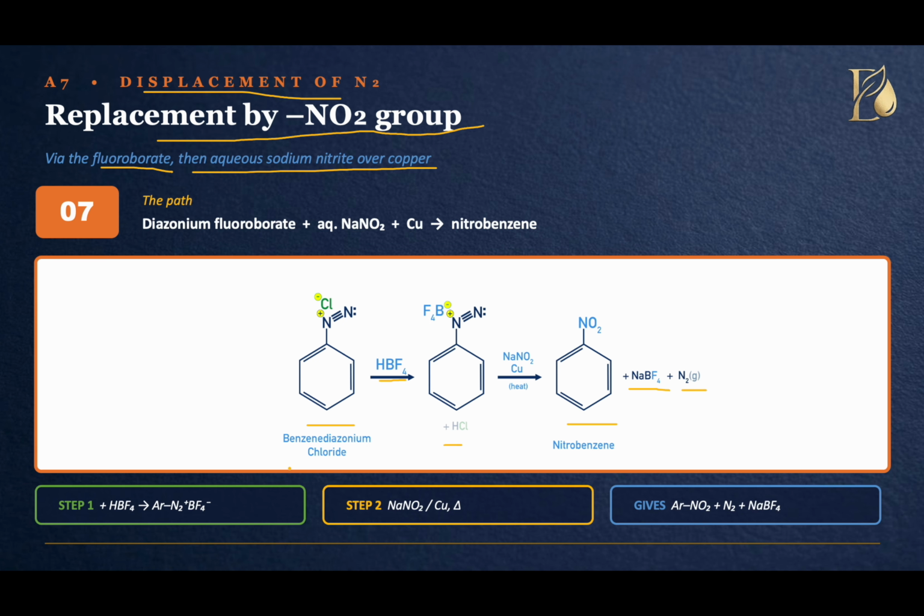What are the steps involved? Benzene diazonium chloride, on treating with fluoroboric acid, produces the corresponding diazonium fluoroborate. Then what are the reagents? In step 2 we are adding sodium nitrite, along with copper. On heating we will get the nitro compound, N2 plus NaBF4. So this is the reaction where replacement by the NO2 group means we will get nitro compounds.